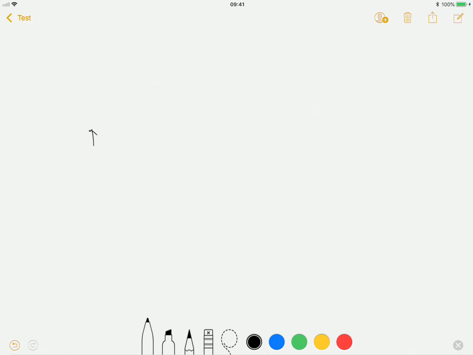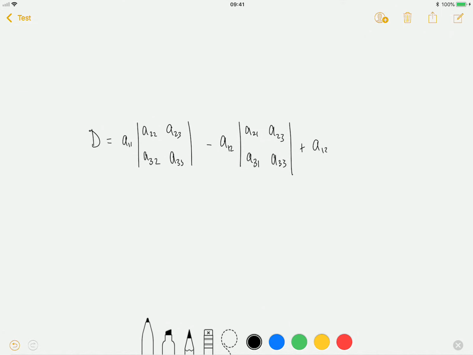The determinant is calculated as D being equal to A11 multiplied by the minor A22, A23, A32, A33, minus the element A12 multiplied by the minor A21, A23, A31, A33, and we mustn't forget our element A13 multiplied by the minor A21, A22, A31, A32.